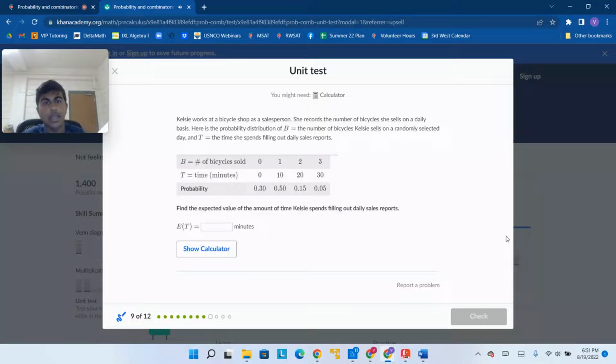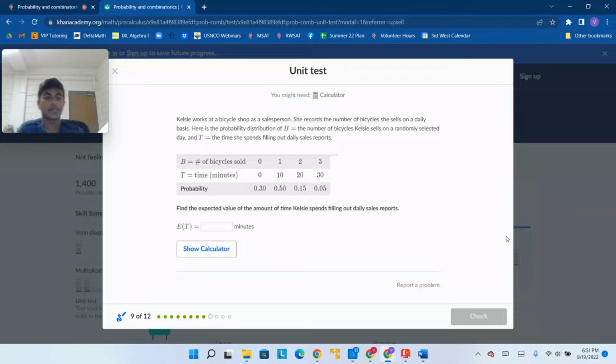Kelsey works at a bicycle shop as a salesperson. She records the number of bicycles she sells on a daily basis. Here's the probability distribution of B equals the number of bicycles Kelsey sells on a randomly selected day, and T equals the time she spends filling out daily sales reports. B equals number of bicycles sold: 0, 1, 2, 3. T equals time in minutes: 0, 10, 20, 30. Probability is 0.3, 0.5, 0.15, and 0.05. Find the expected value of the amount of time Kelsey spends filling out daily sales reports.